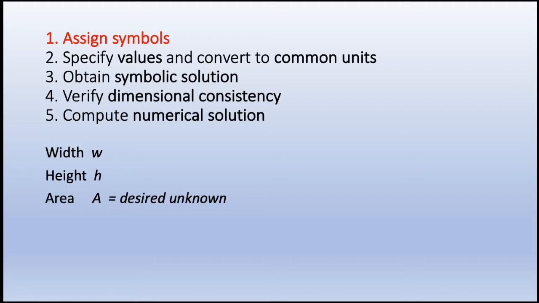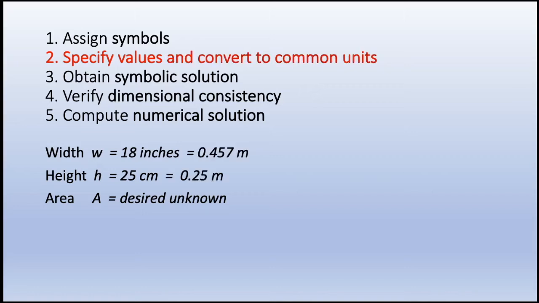That's the desired unknown. The next step is to specify the values of the parameters. In this case, we had 18 inches for the width, 25 centimeters for the height. And we want to convert to a common set of units. And I strongly recommend, in fact, in my course I require that we use SI units for intermediate calculations. In that case, the width becomes 0.457 meters, and the height becomes 0.25 meters.